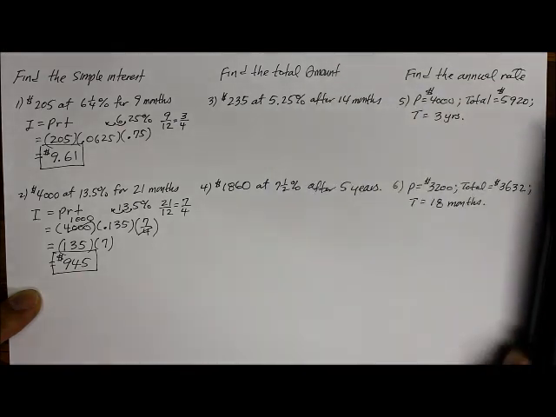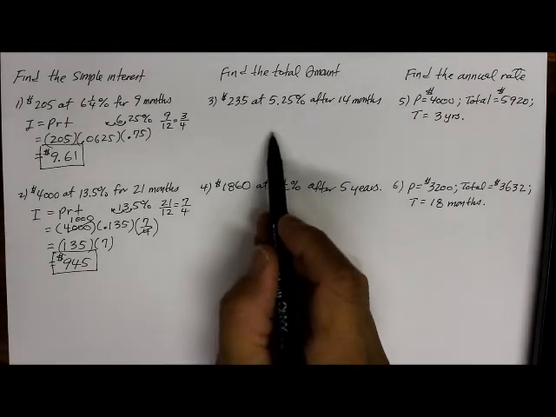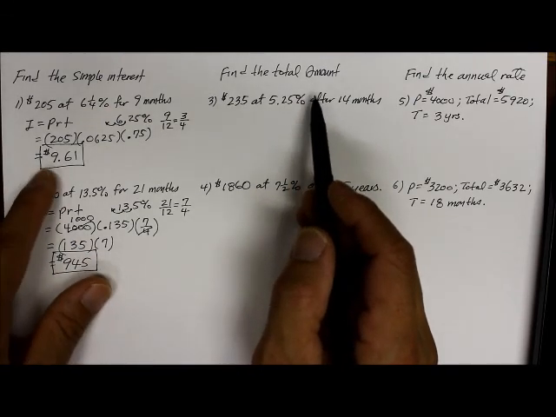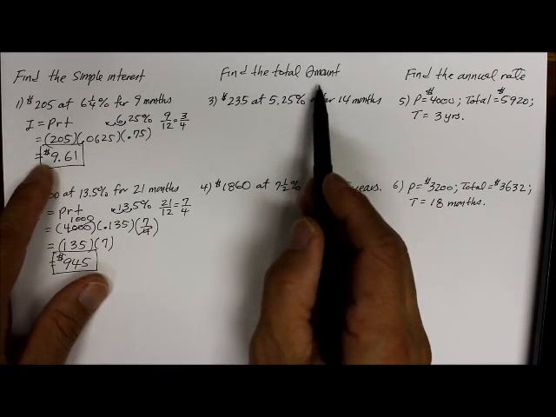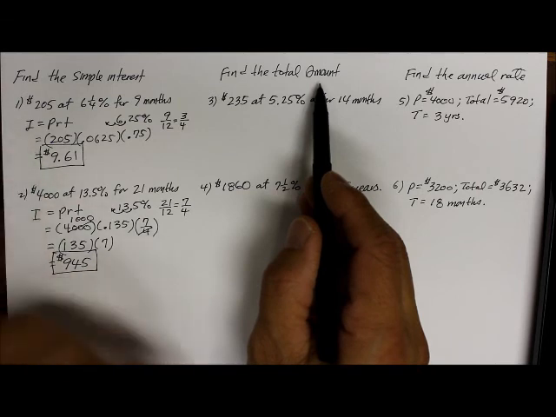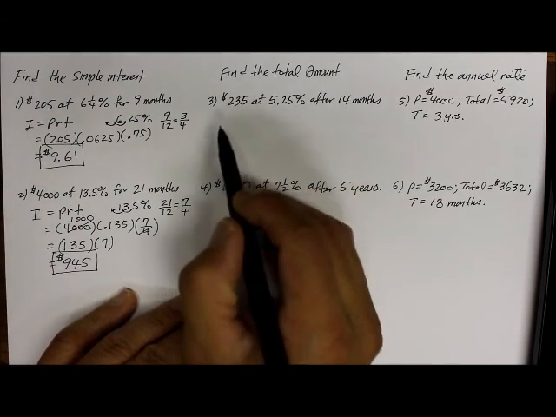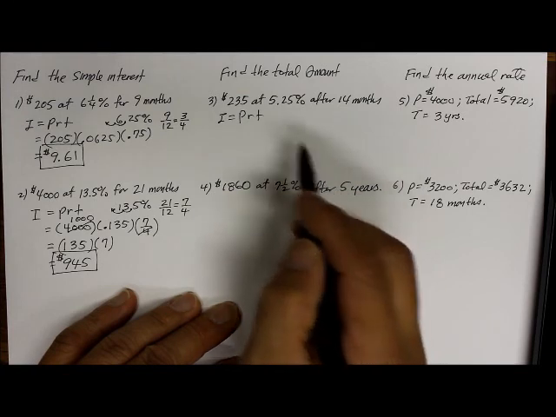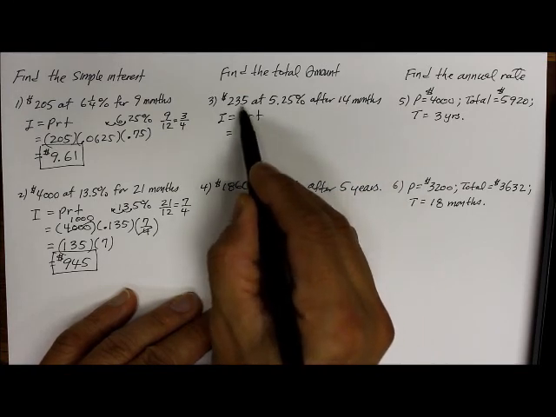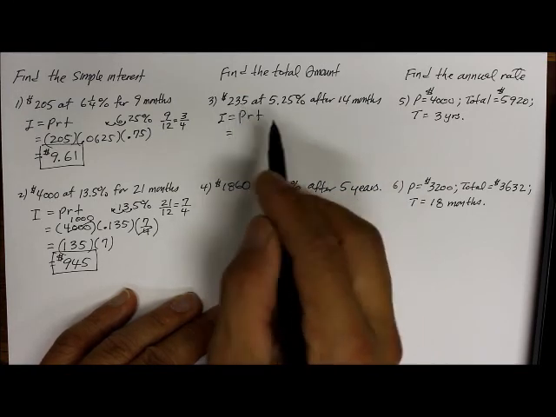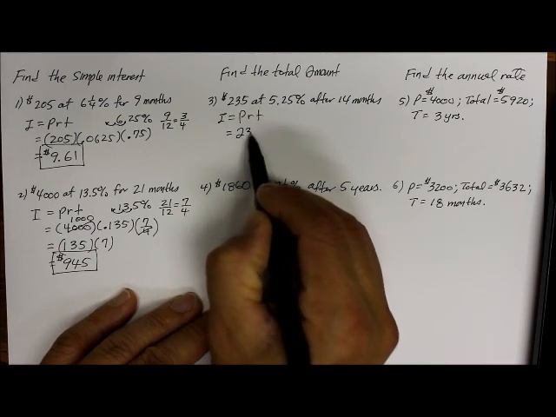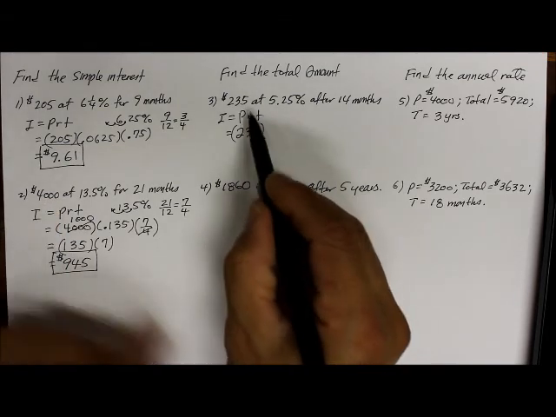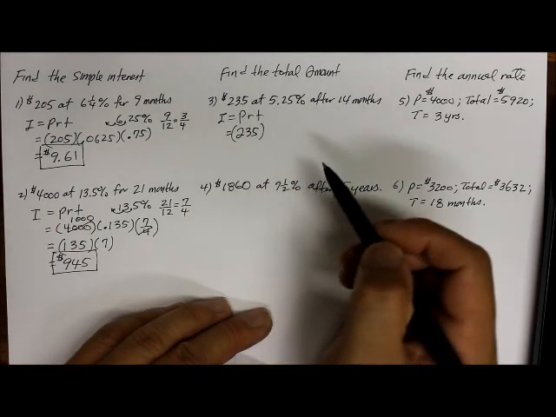So now, we come to the second part of this. This time we're going to find the total amount. We know how to find the interest. So after a certain time, how much will you actually have in the bank account? Same thing. I equals PRT. Principal in this example is a measly $235. That's nothing to laugh at, but compared to that 4,000, whew, that's like a little peanut.